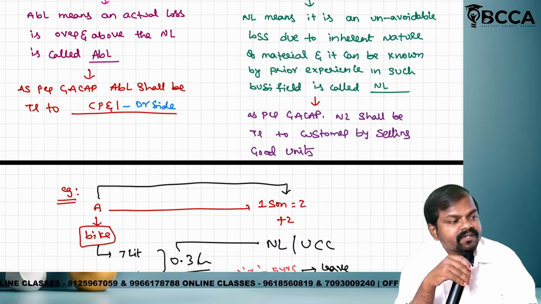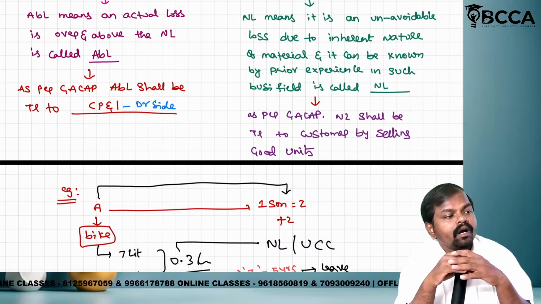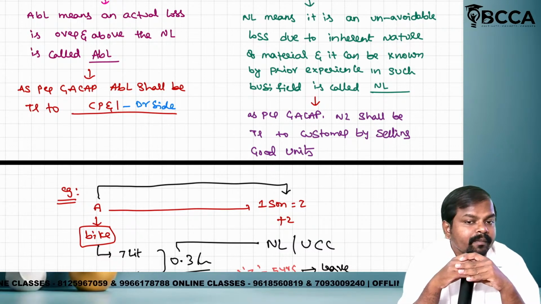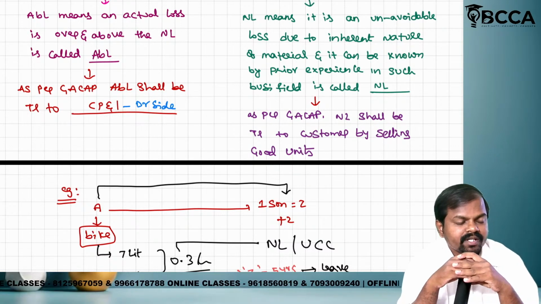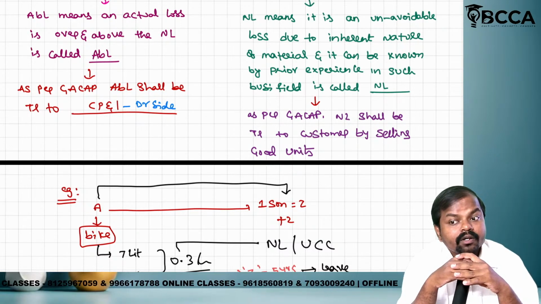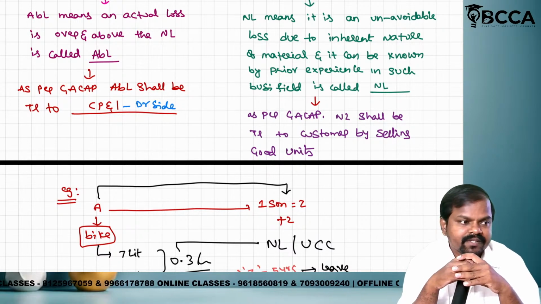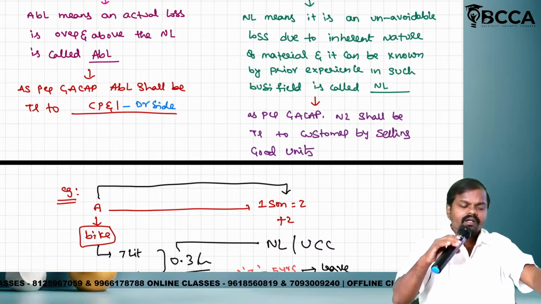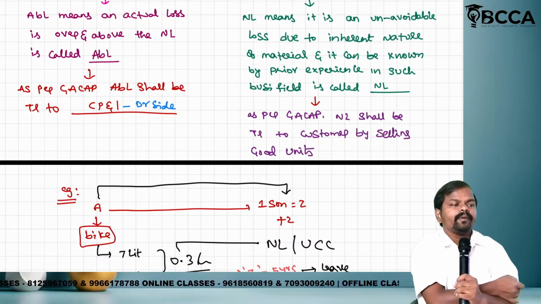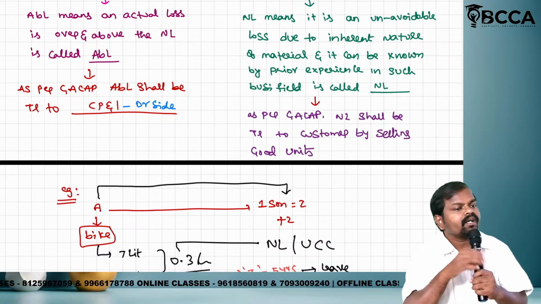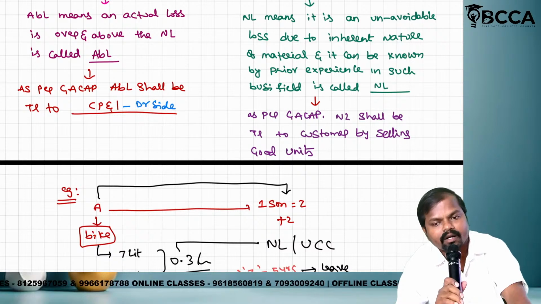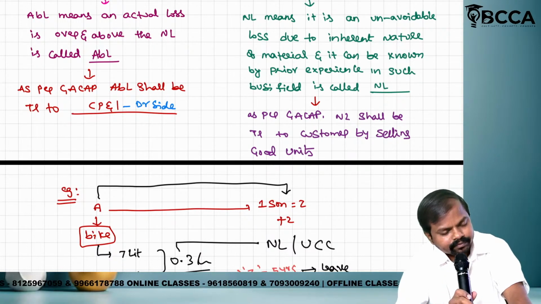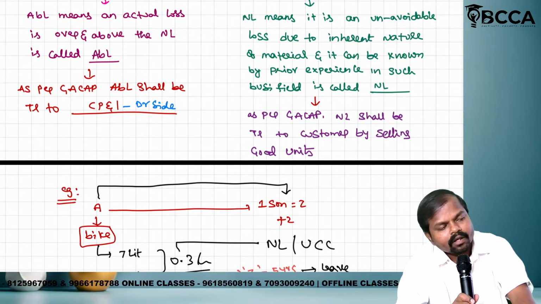In our previous class, we discussed cost classification. On the basis of what? Controllability. First, initially we discussed. Do you remember? So, cost classification on the basis of controllability has two types: controllable cost and uncontrollable cost. Is it right?